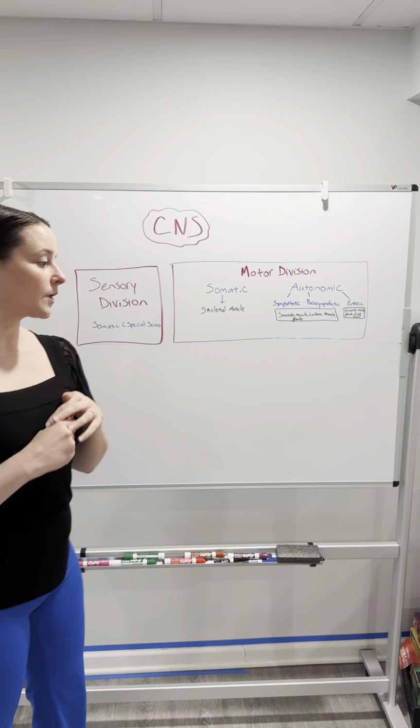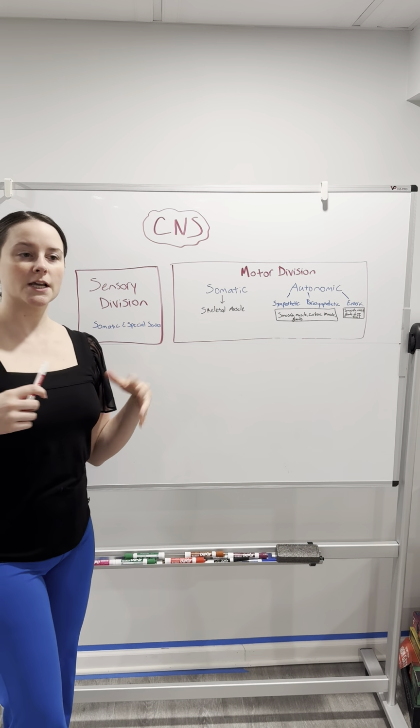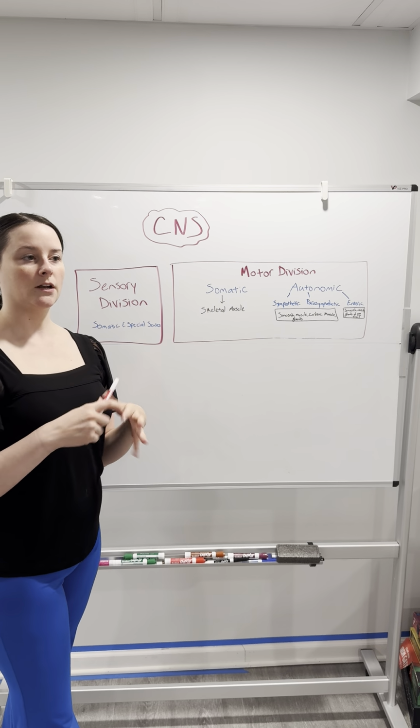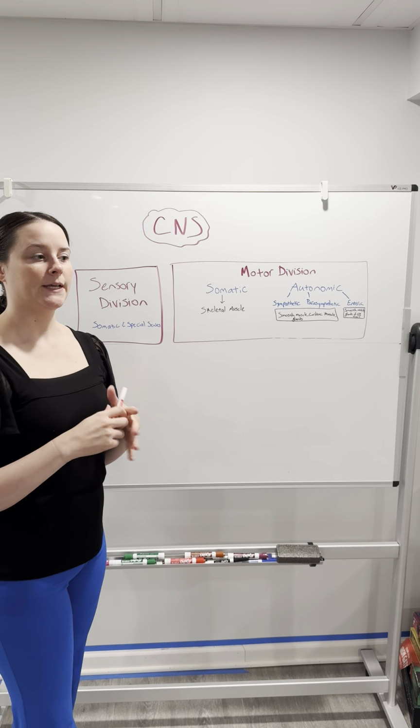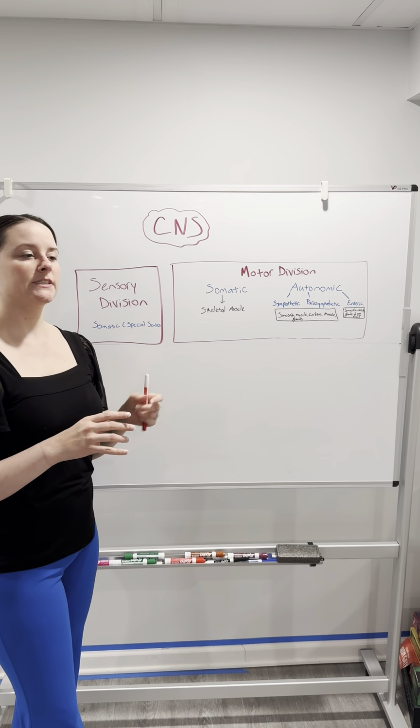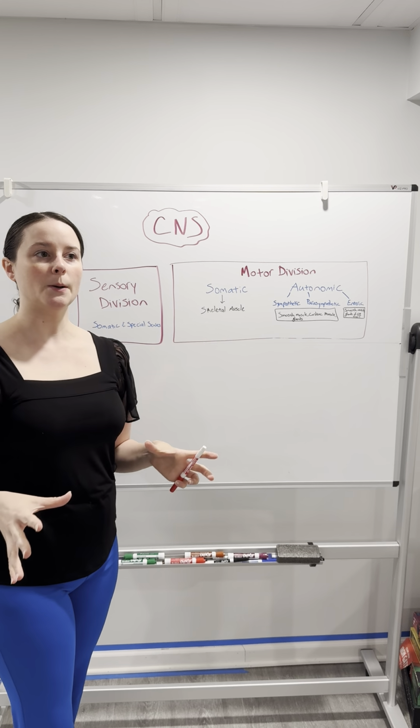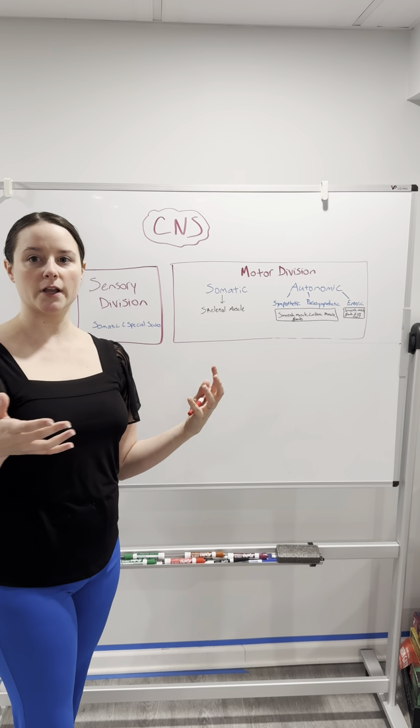Hi class, in this video we're going over neurons and nervous tissue and also just talking about the nervous system in general. Okay, so the nervous system is broken down into two main areas.